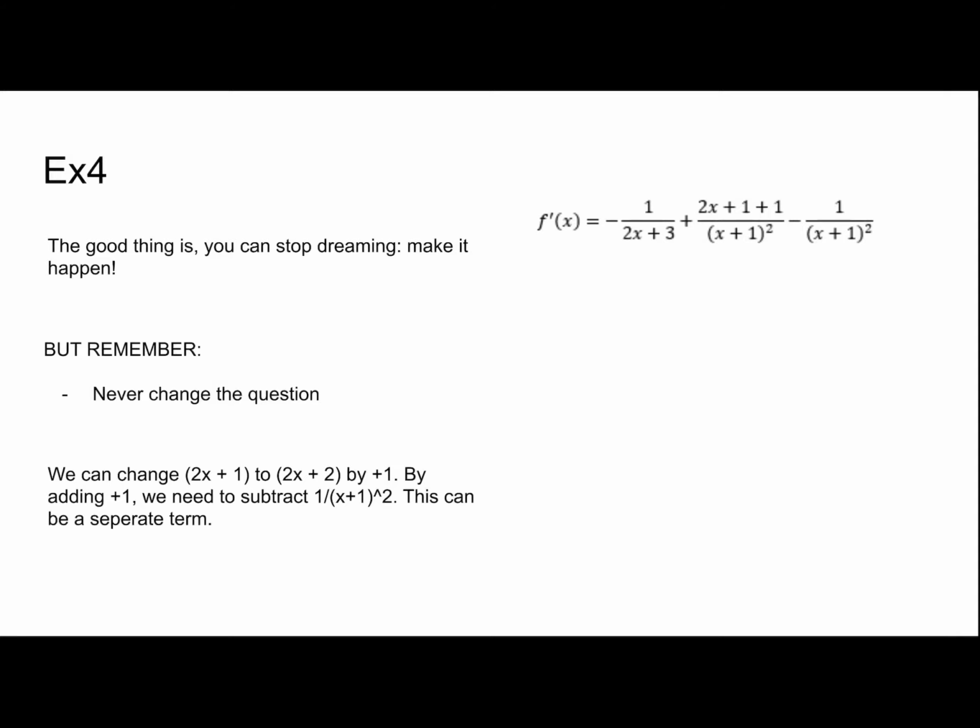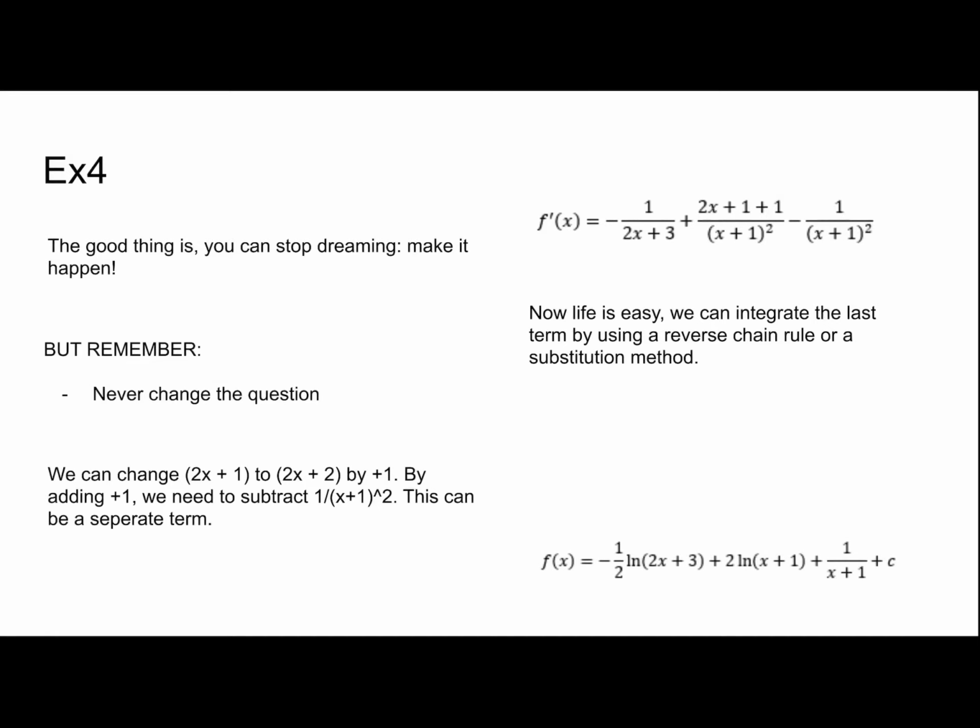All we need to do now is integrate 1 over x plus 1 squared, and you can use substitution for that, you can use reverse chain rule for that, okay? It's not a hard integral, so now life is easy, we can integrate the last term by using reverse chain rule or a substitution method. So at the end of the day, we get f of x equals -1/2 of ln of 2x plus 3 plus 2 ln of x plus 1.